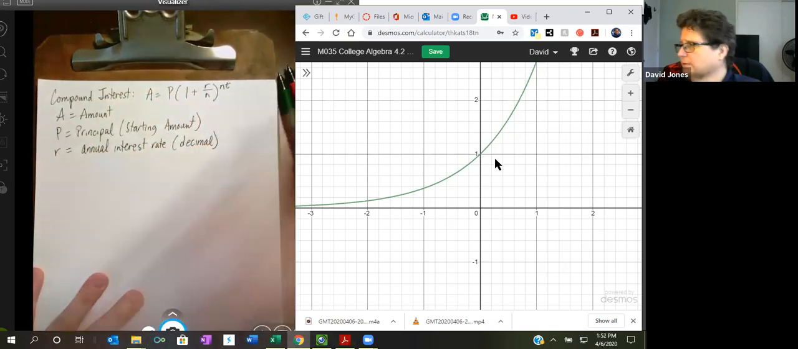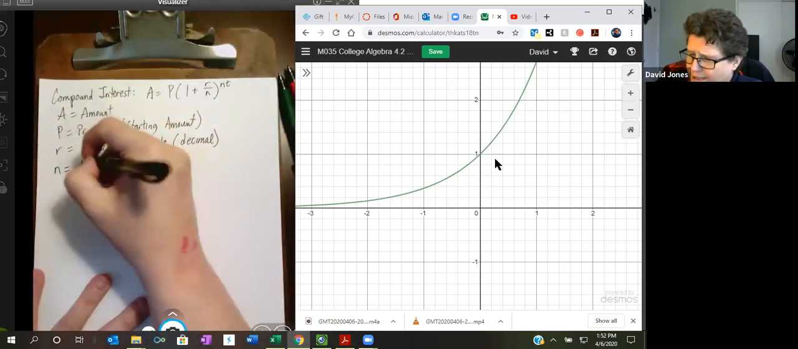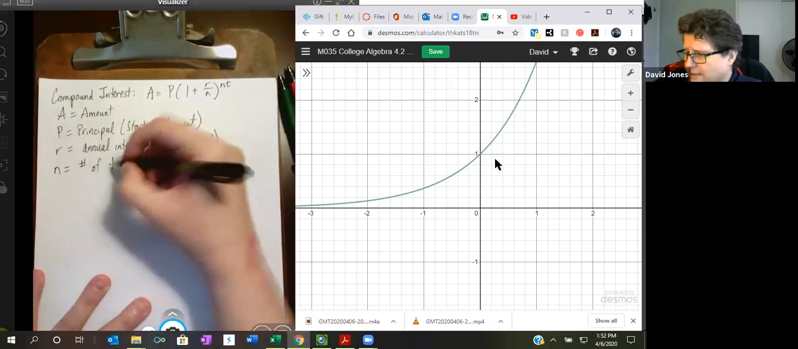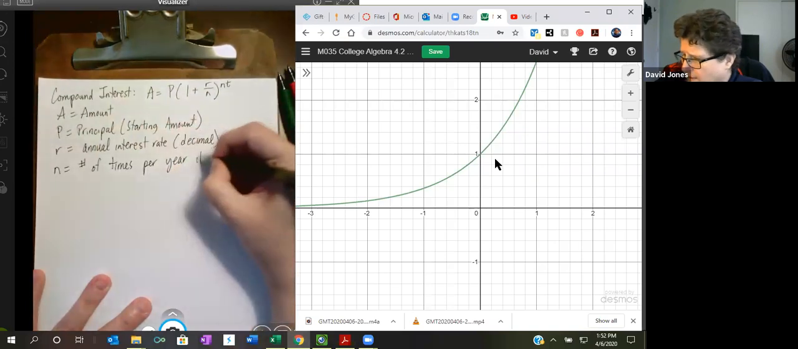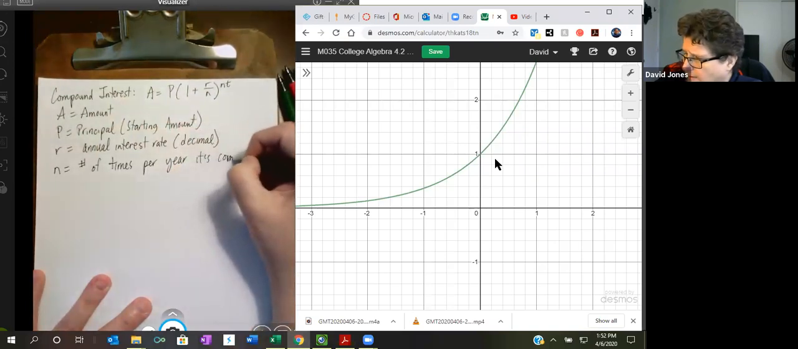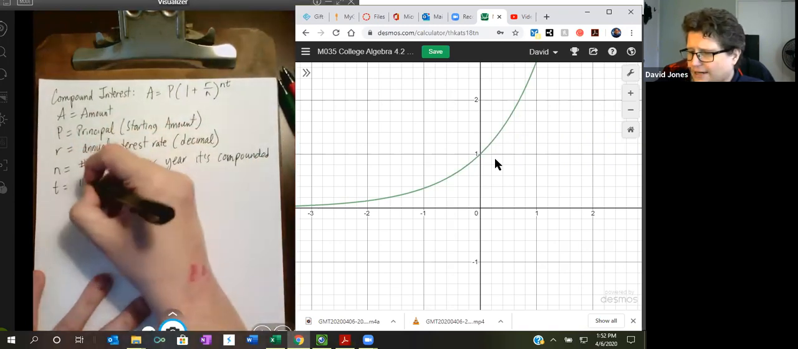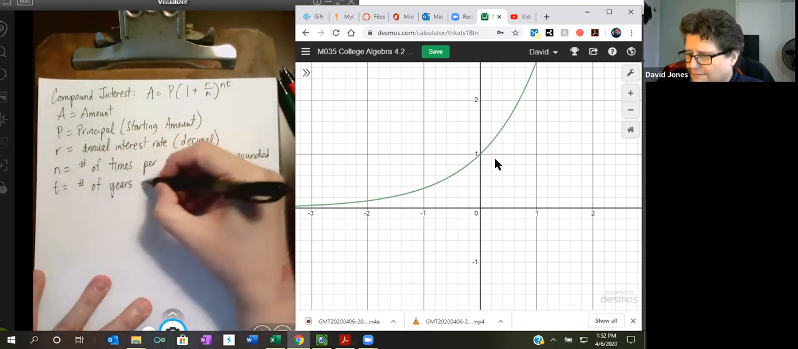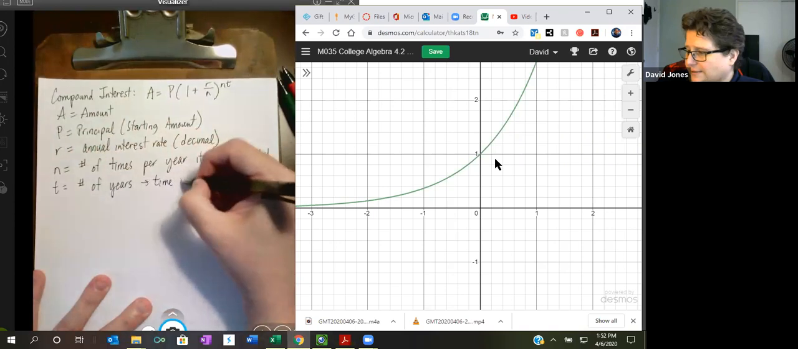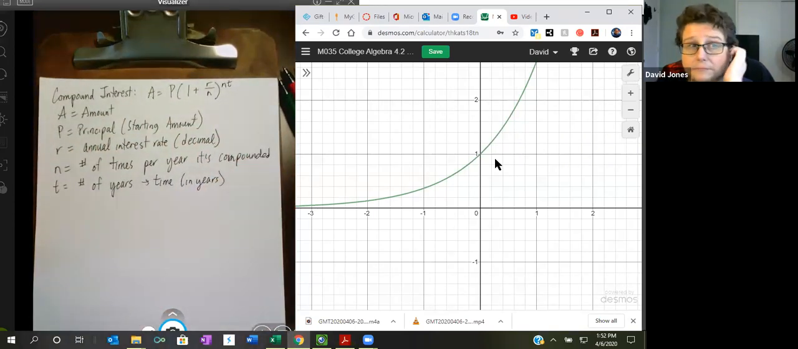You want it as a decimal. N is the number of times per year it's compounded. And T is the number of years. It's like time in years. That's why we use T. So that's the equation.